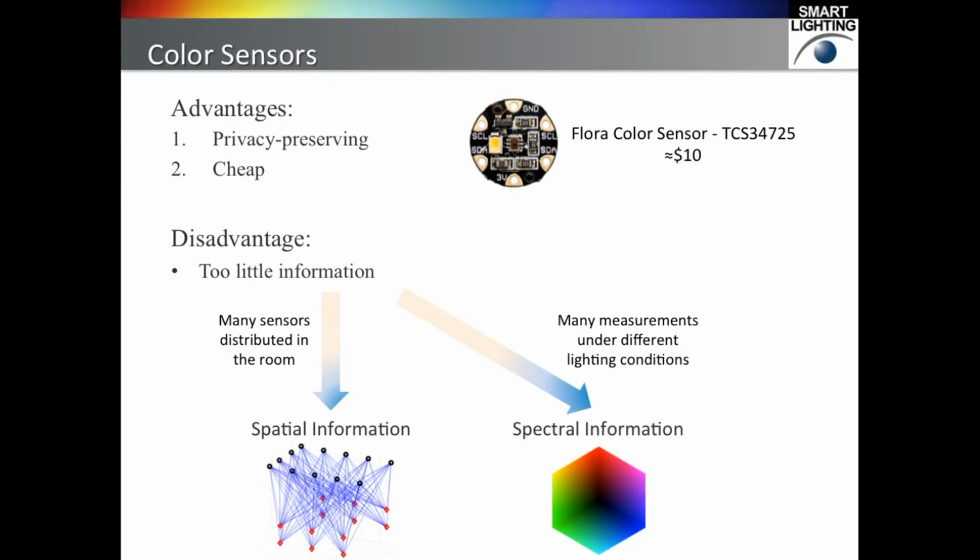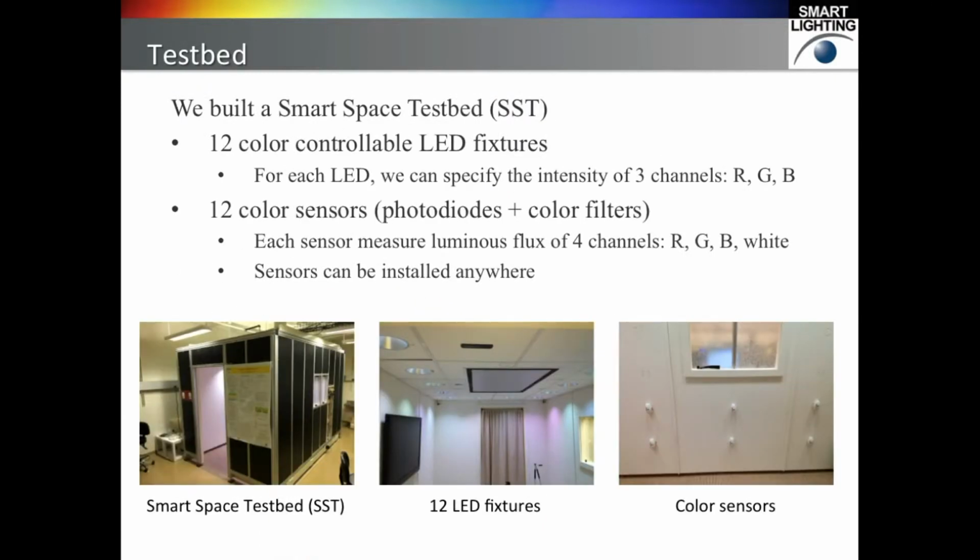When multiple sensors are distributed in the room, we can get the spatial information, and when multiple measurements are made under different lighting conditions, we get the spectral information. To demonstrate our ideas, we built a smart room. In this room, there are 12 color controllable LED fixtures in the ceiling, and we have 12 color sensors.